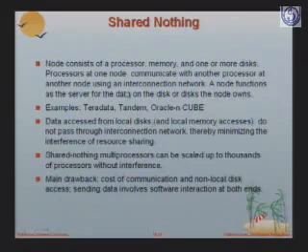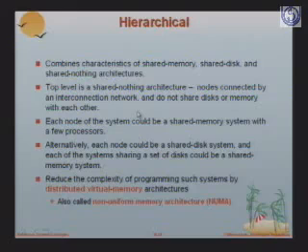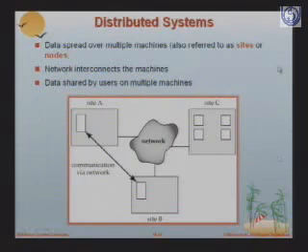Then we have the shared nothing architecture, and the hierarchical system, which Oracle-type systems use, combines the characteristics of shared memory, shared disk, and shared nothing architectures. Each node could be a shared memory system with a few processors, and so on.